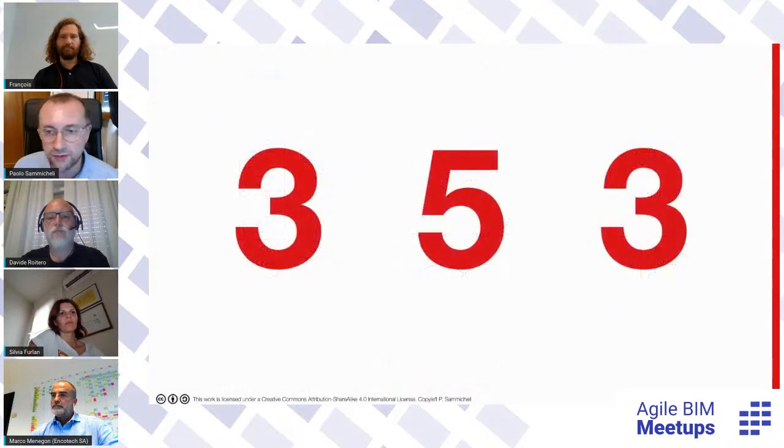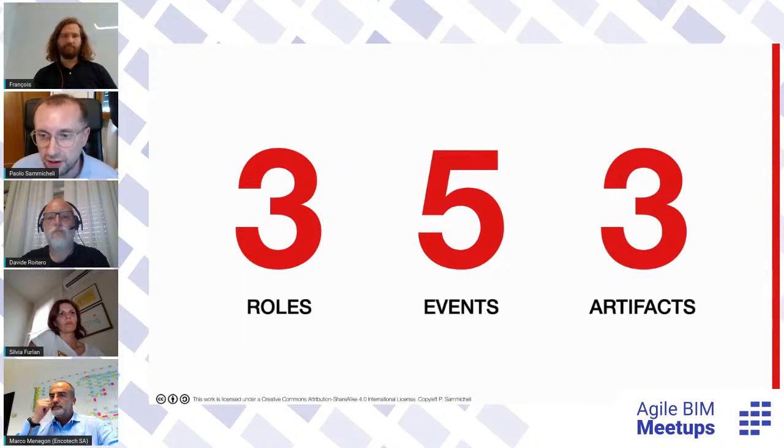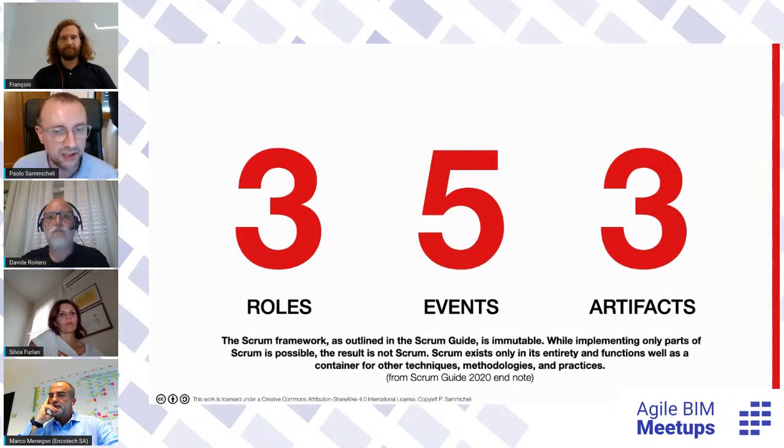That's it. That's the Scrum that everybody knows. The three roles, the five events, and the three artifacts as defined by the Scrum Guide. So many people think that this is the goal. Yeah, so let's do Scrum. That's how we do Scrum. The three roles, the five events, and three artifacts.